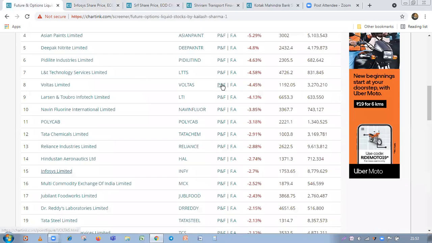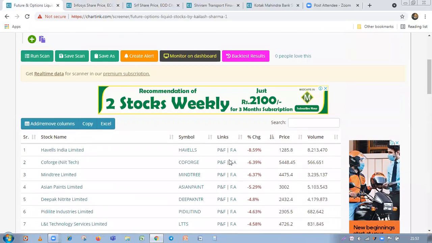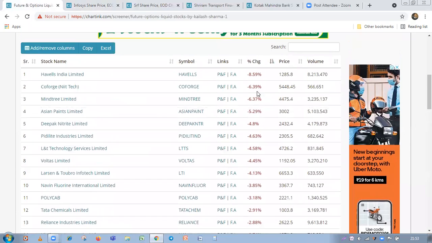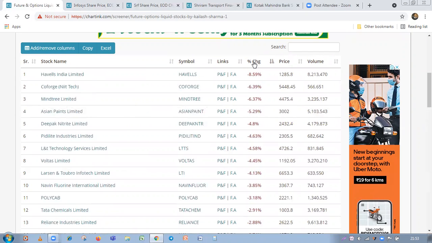Let me show what all stocks have given a one-way movement. You can just go and check the percentage column. We will just click over this, and we can get stocks that have given a breakout on the upside, and those that have given one on the downside. You can see Havells has given a fall, a closing fall of 8.59% on the downside.